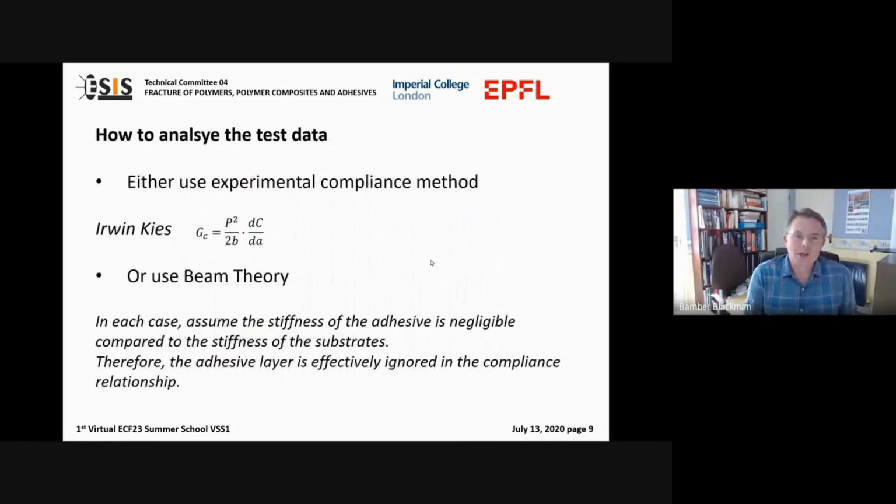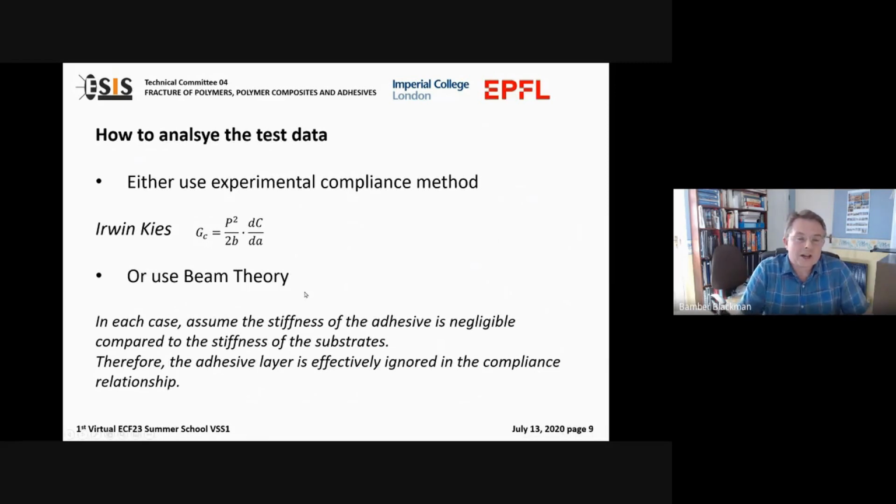How do you then go on to analyze this sort of data? Well, the ways that you can do it are similar to the ways that have been outlined previously. You can use an experimental compliance approach. For example, you can invoke the Irwin-Kies equation, a very well-known fracture mechanics equation, which relates the rate of change of compliance with crack length to the energy release rate. Or you can use beam theory.